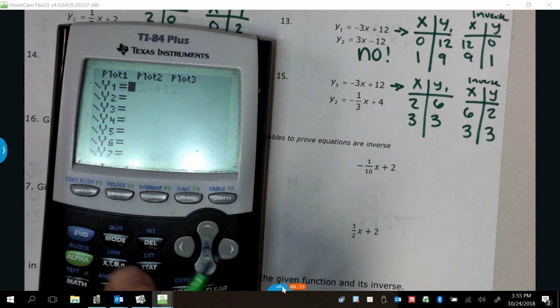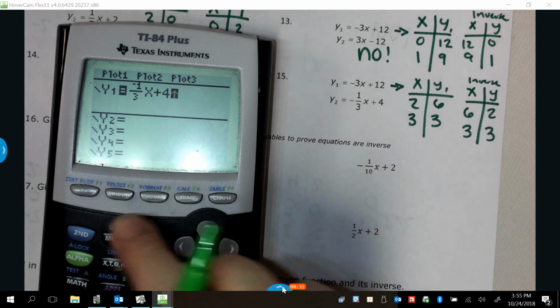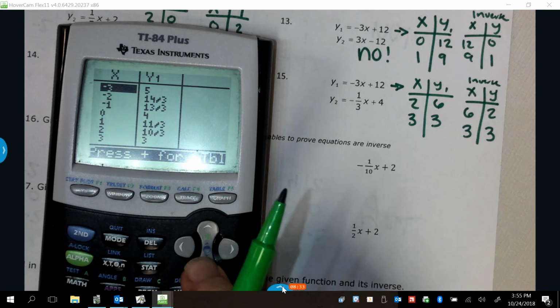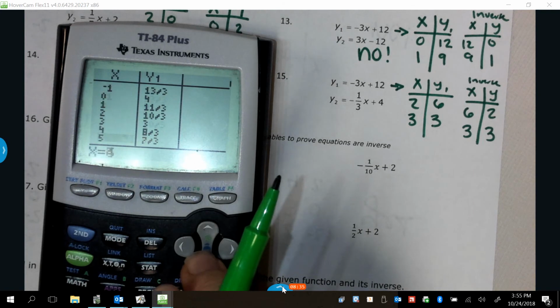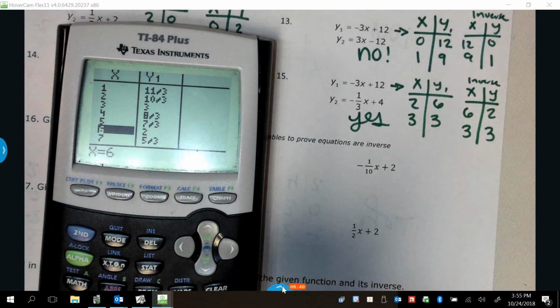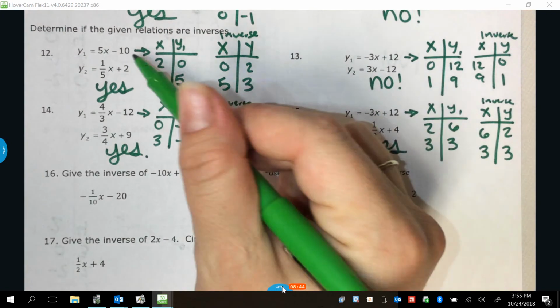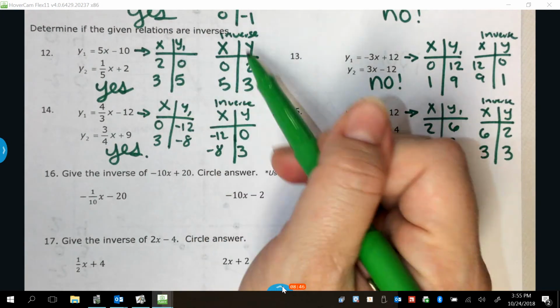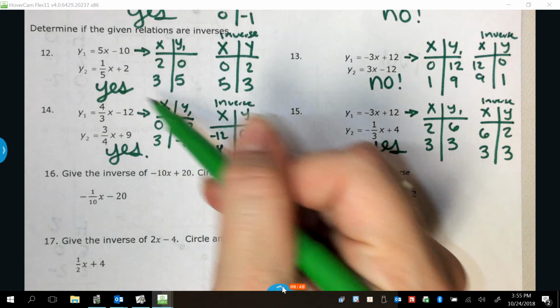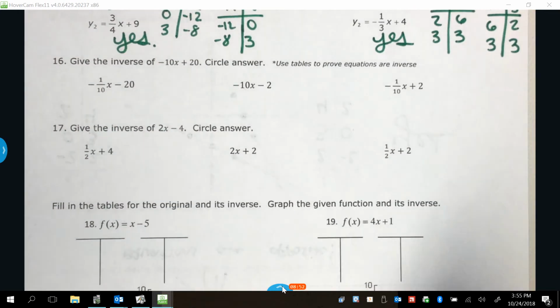So let's type it. Alpha y equals enter negative 1 over 3x plus 4, second graph. I'm looking for (6, 2). Well, look, there's (3, 3) and (6, 2). So this is a yes. Okay. So I always build the first equation's table, and I find my inverse table and see if that second equation matches my inverse table. So guys, same thing for number 16 and 17.